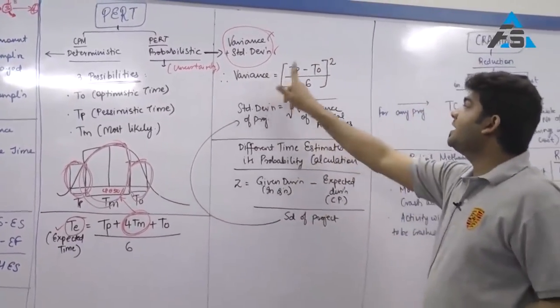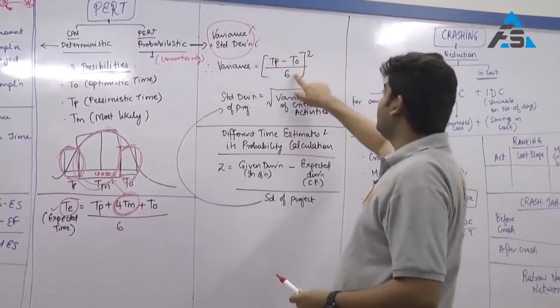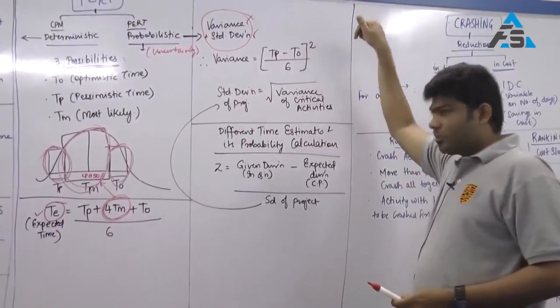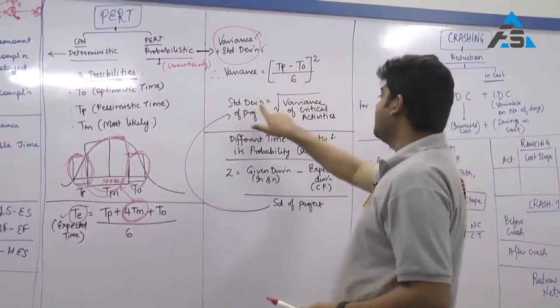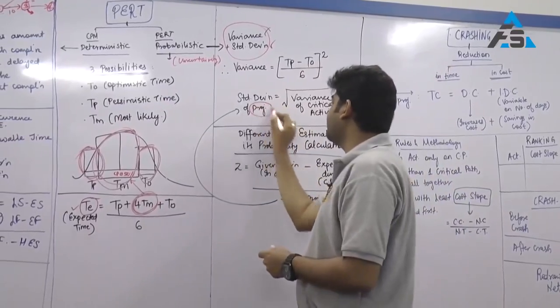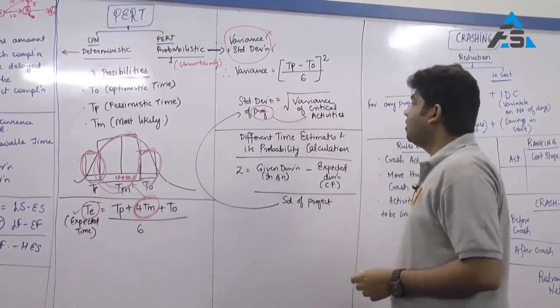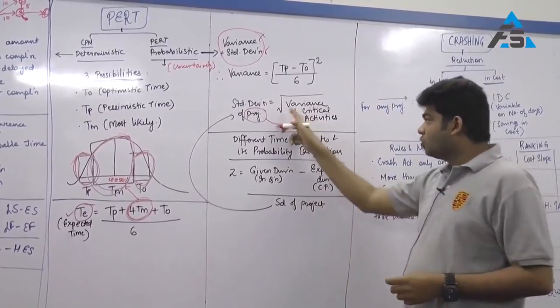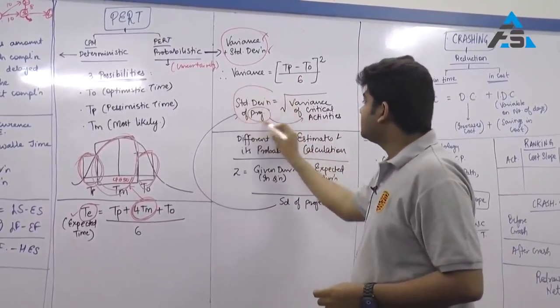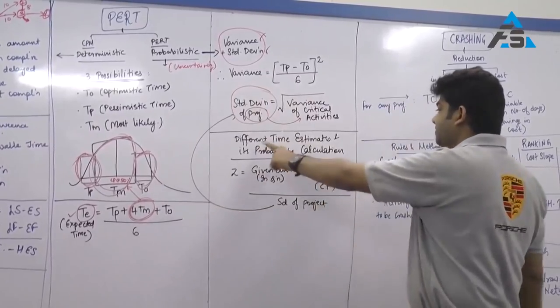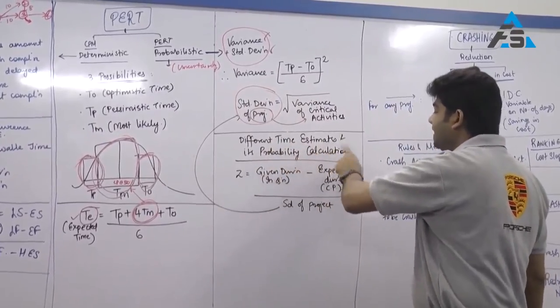So variance will be calculated as (TP minus TO) upon 6, the whole square, for all the activities, but standard deviation will always be calculated for the project. Therefore, we take the total variance of all critical activities, the root of which will give us the standard deviation. Different time estimates and its probability calculation.